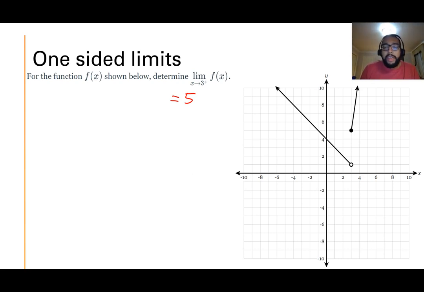Notice here, if I was to ask what f of 3 would be, f of 3 would be 5 as well in this case, solely because we have a closed dot. Yes, we have a closed dot and an open dot here, but our closed dot has not only more value, but more importance. I'm trying to think of the word to say there, but we're going to go with our closed dot there.